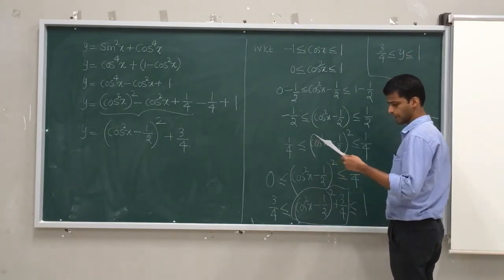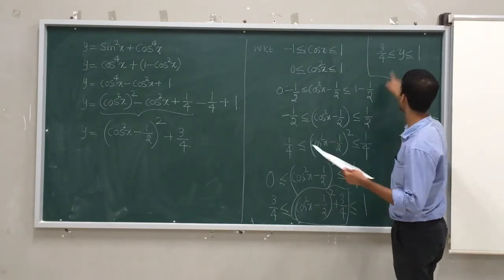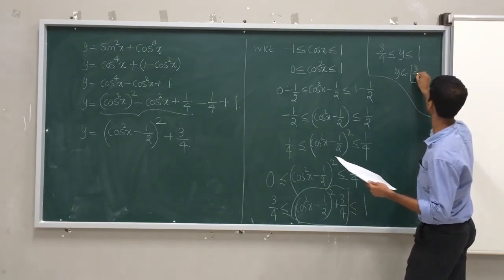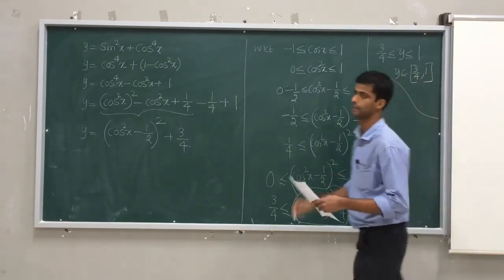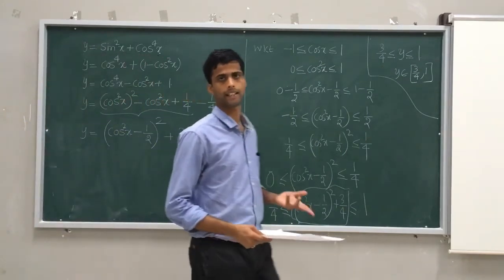What is the question here? If y is sin square x plus cos raised to 4x, for all real values, which option is correct? Therefore, y belongs to the closed interval 3 by 4 comma 1, both endpoints included. So, as per the question, option B is the right answer.